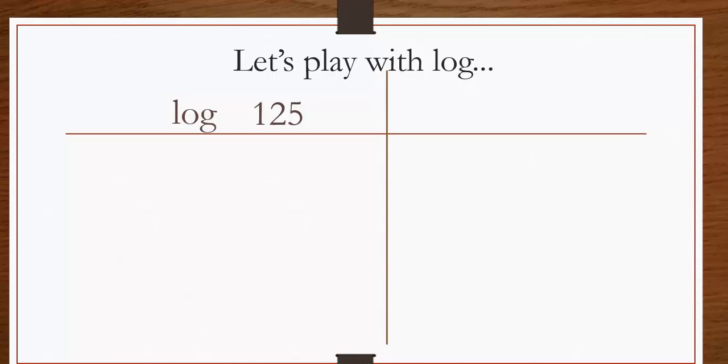Now let's play with our Mr. Log. Log of 125, the number 125 when expressed in base 5 would give us the power of, I think you made a good guess there, it's 3. The log of 256 to base 2, what's the power of 2 to get 256? Now it's going to be 8.